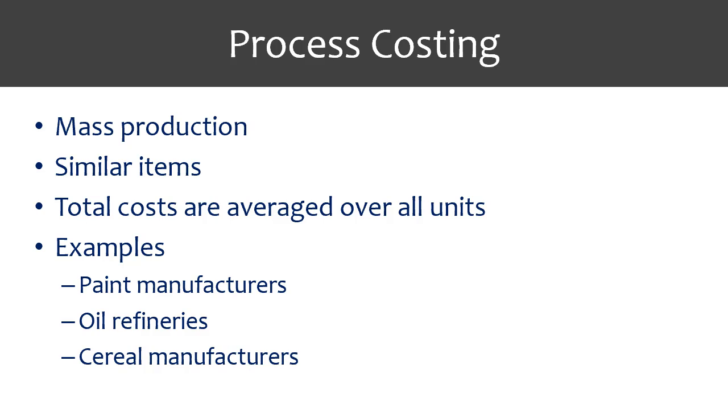Process costing is not limited to manufacturers. Other examples of types of companies that could use process costing include paint manufacturers, oil refineries, and cereal processors.